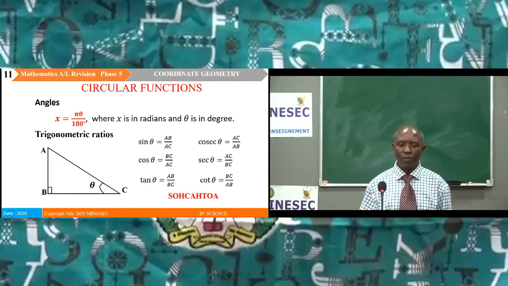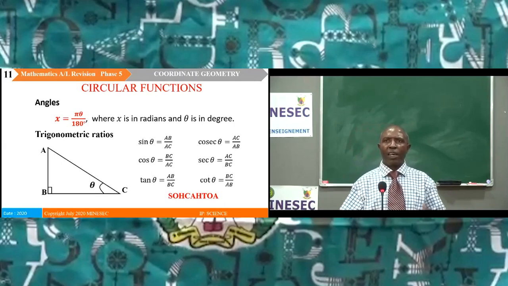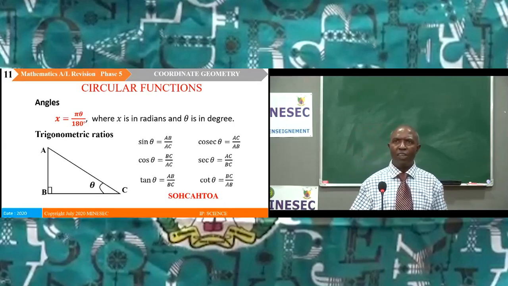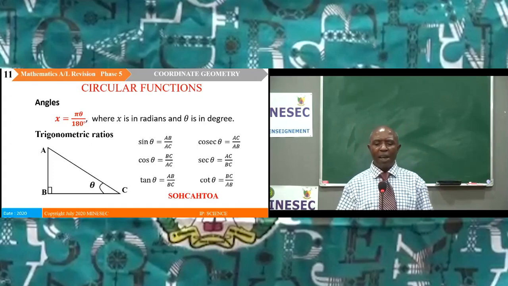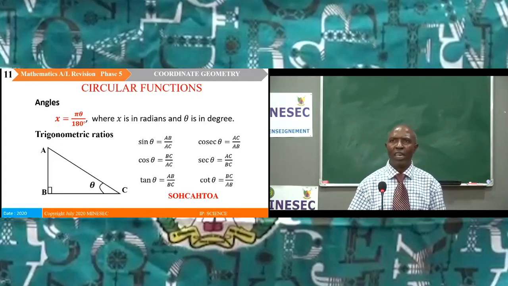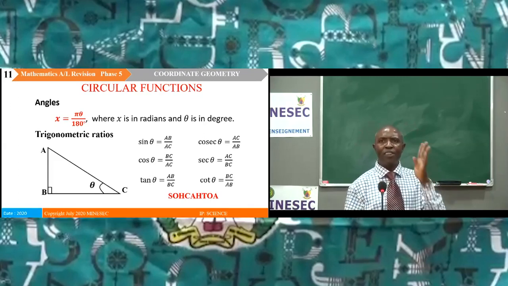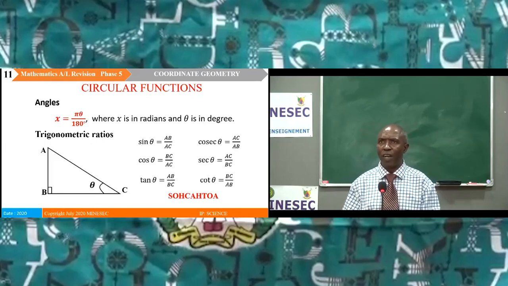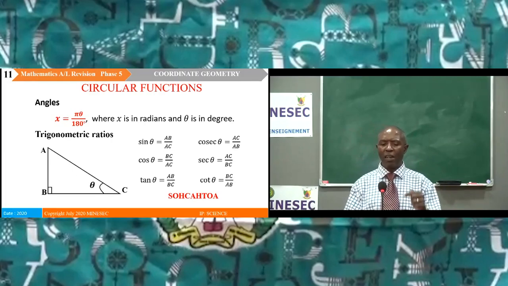Trigonometric functions. If we are given a right angle triangle and asked to find sine, cosine, or tangent, the ratios that we find on our screens, we simply apply them. The first thing is we need to identify which side is opposite to the angle we are dealing with, which side is adjacent to the angle we are dealing with, and which is the hypotenuse. The hypotenuse is always opposite to the angle 90 degrees. The side facing the angle that is the point of reference is opposite to that angle. Like what you find on your screen, AB is opposite to the angle theta. BC is adjacent to the angle theta.